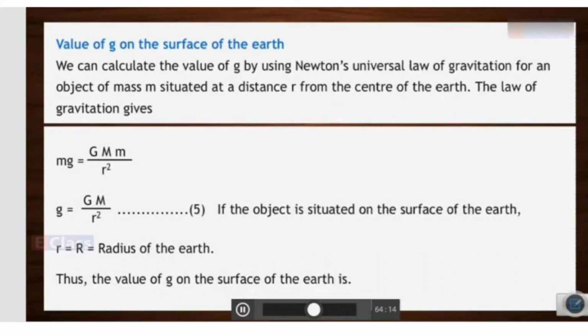Now here children, we are able to cancel the mass. Small m cancels on both sides. So what we will get? Small g is equal to GM upon r square. Here you can write r as capital R because it is a radius.